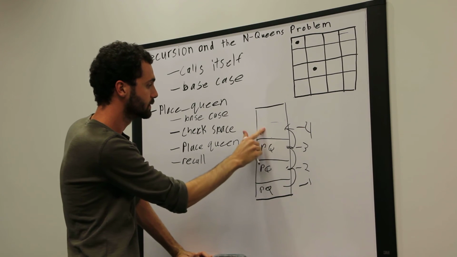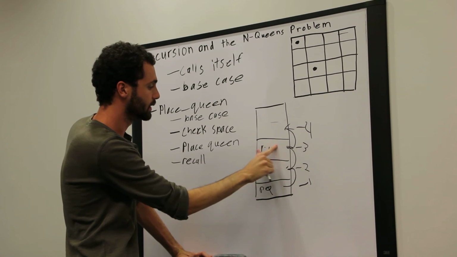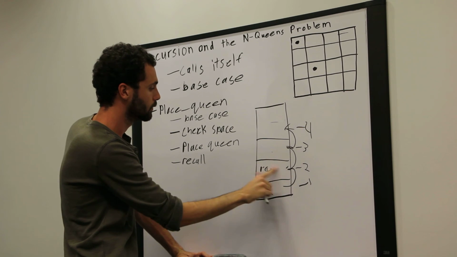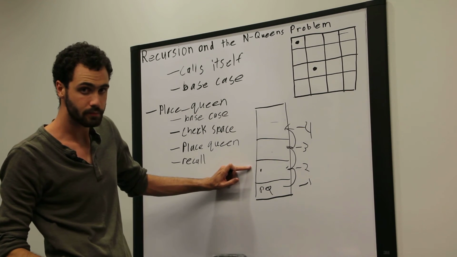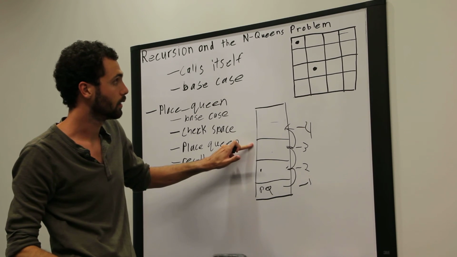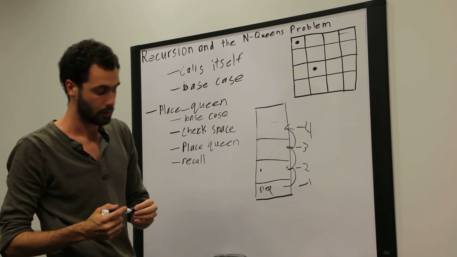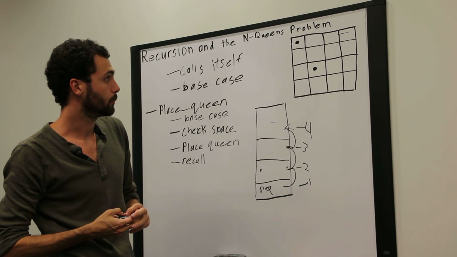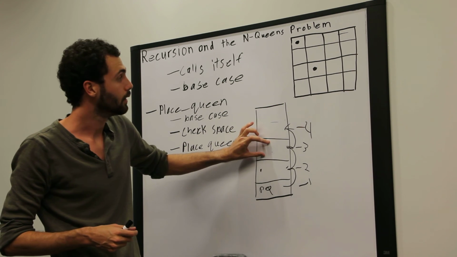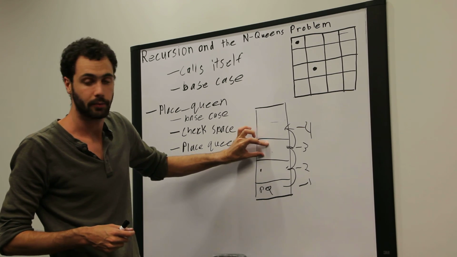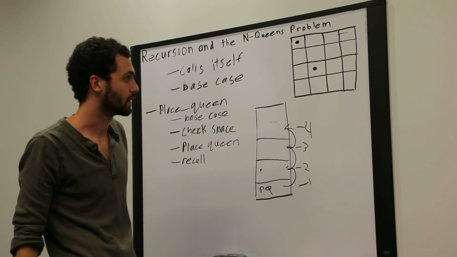First queen gets placed, second queen gets placed, third queen gets placed, and if it can't be placed, we're back on top of the stack, and we'll run through it again. So using recursion, we can easily keep our calls on the stack until they're done, and solve the problem using recursion.